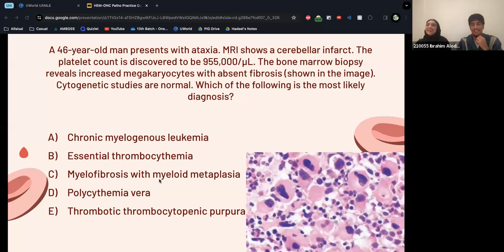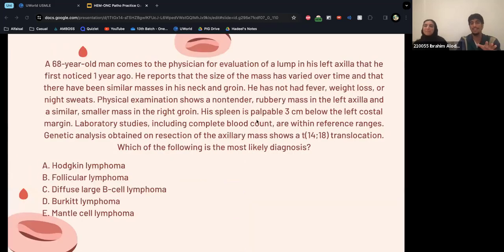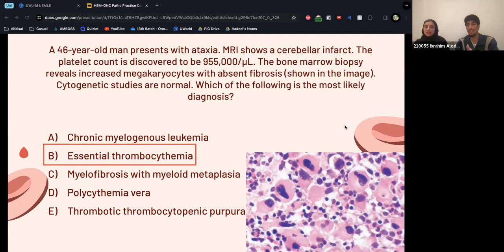Yeah, the answer is B. Nice. This is essential thrombocythemia. Never can pronounce it. Basically, this guy just has increased platelets. You can see he's having an infarct likely because of all the increased platelets aggregating. You can see that he has a ridiculously high platelet count. And then what really makes you think that this is essential thrombocythemia is that he has increased megakaryocytes. So here you can see these big cells are all megakaryocytes in the bone marrow. So that means he's got a lot of activity going on that's making platelets.